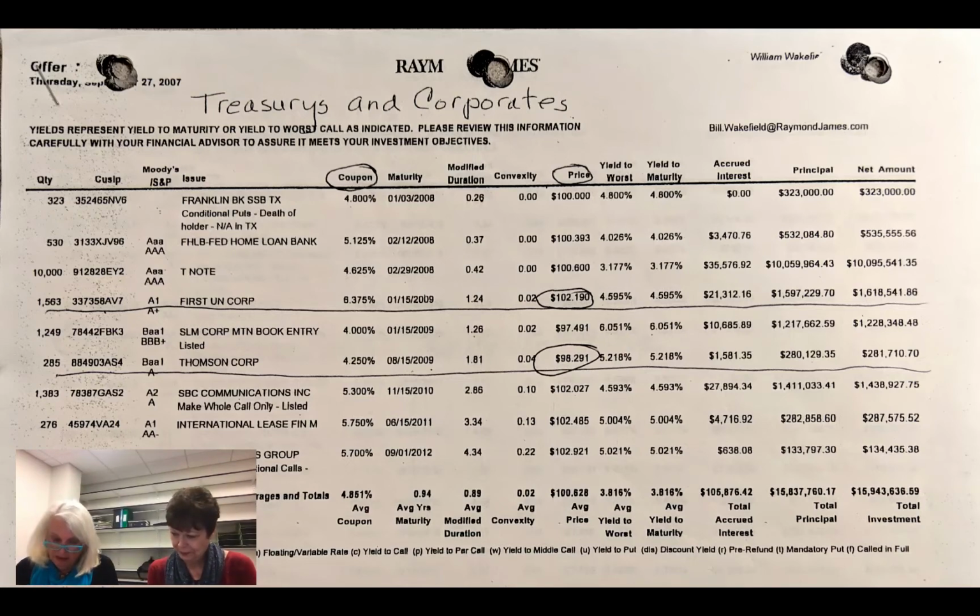All right, so now we're buying 10 of these Thompson at a good discount. We're shopping. I love discounts. So the coupon is 4.25, and we divide that by the price. So we're going to pay $982.91 per bond. So our current yield is going to be 4.32, which is going to show on your statement. Now, is that a good return? Yes, this is a good return.